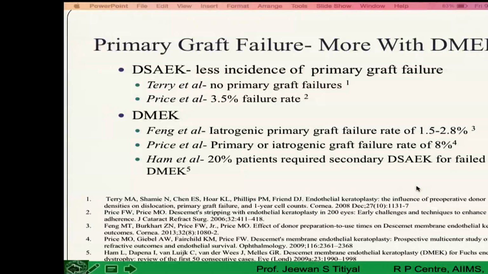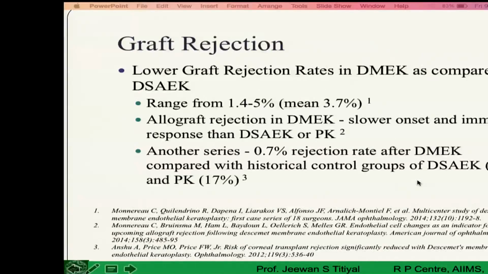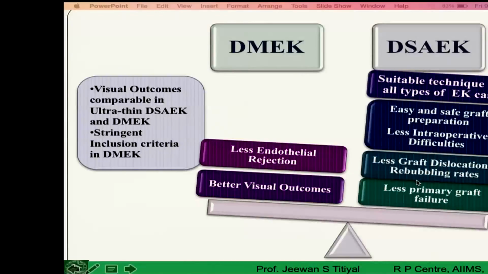Anatomically, the major challenge is primary donor failure, which is much more in DMAEK cases than DSAEK. DSAEK is a well-controlled surgery for us. Graft rejection is less in DMAEK, more in DSAEK, but conventional DSAEK and DMAEK versus ultra-thin DSAEK is a different issue here. So I would say it is a suitable technique for all types of endothelial keratoplasty, and holds true for Fuchs also: easy, safe, and the dislocation and primary failure is less with DSAEK.